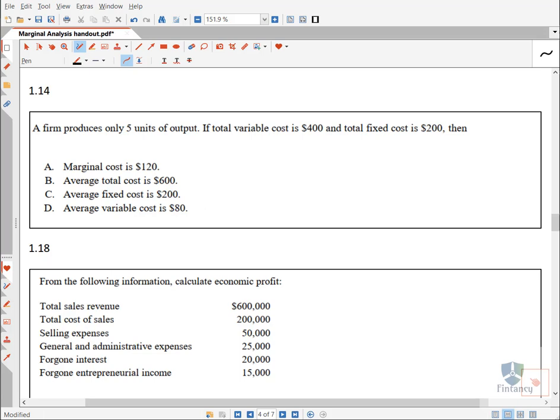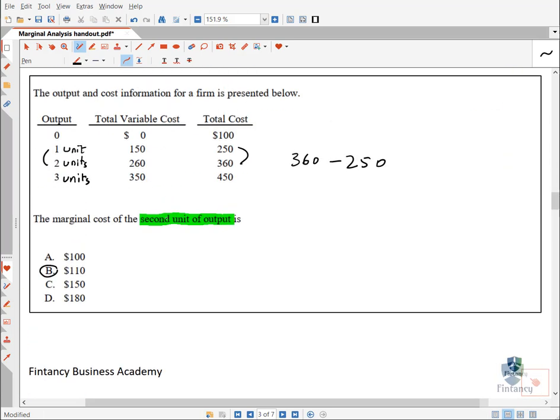Let's see what is the correct answer. D is the answer. Let's see how we can get this answer. First of all, if you remember, marginal cost. To calculate the marginal cost, you need 2 rows basically like this. Remember how you calculated the marginal cost here? You are comparing 2 sets of data, 2 sets of information.